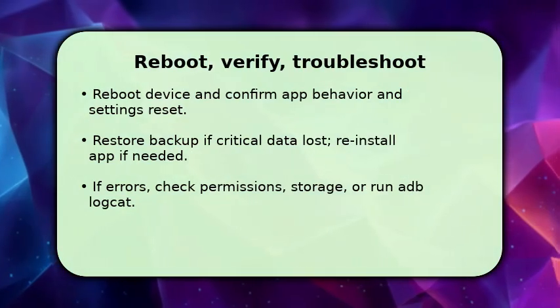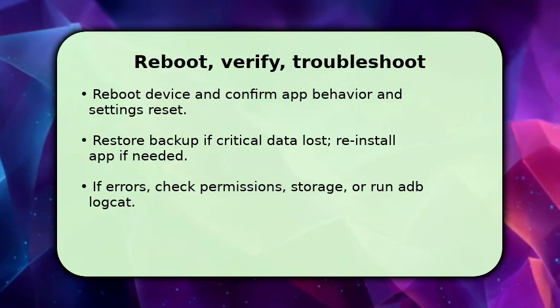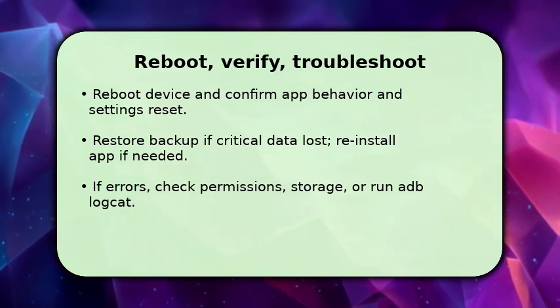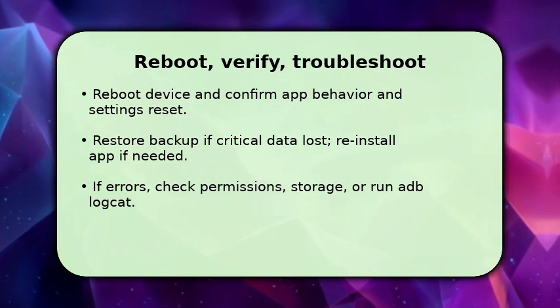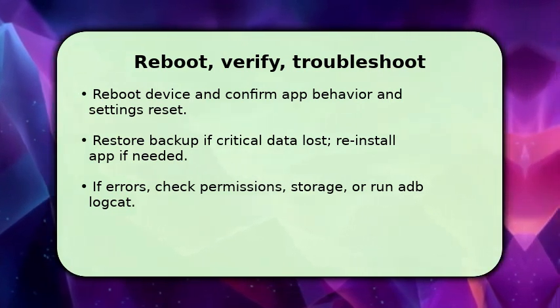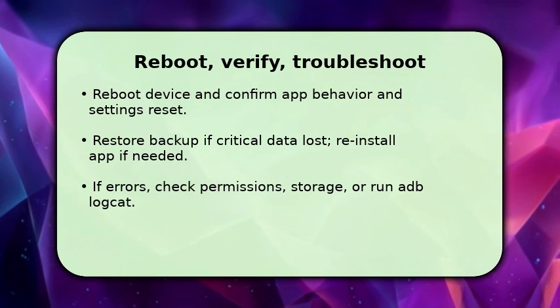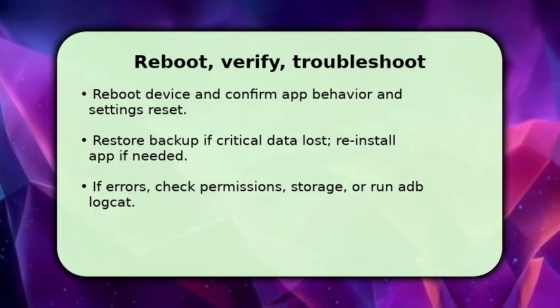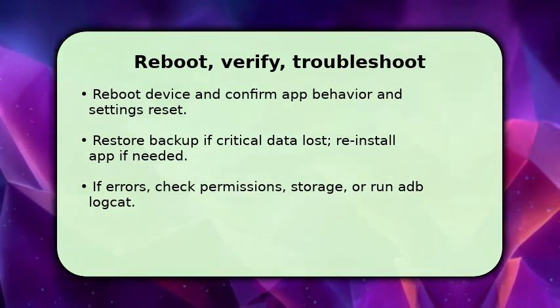Finish by rebooting the phone and verifying the change. Open the app to ensure its configuration was removed or reset. If the app recreated the config, clear app data via settings or repeat removal with the correct package path. If something goes wrong, restore your backup or reinstall the app.